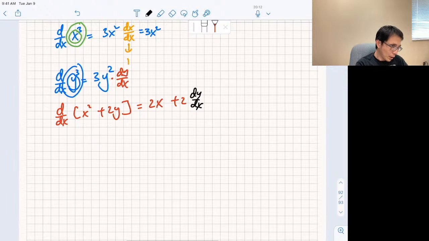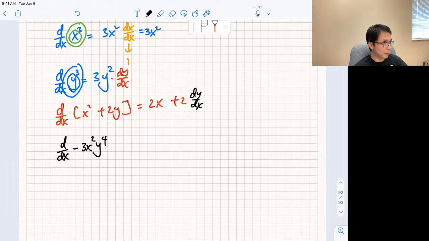Now, I'm going to put this: d/dx of negative 3x squared y to the 4th. You're like, oh my goodness, there's a lot of things going on. Yes, there are. There is a constant multiple rule, a product rule, and a chain rule happening. They all kind of work secretly with each other. So first of all, let's take the constant multiple rule because it takes the constant outside.